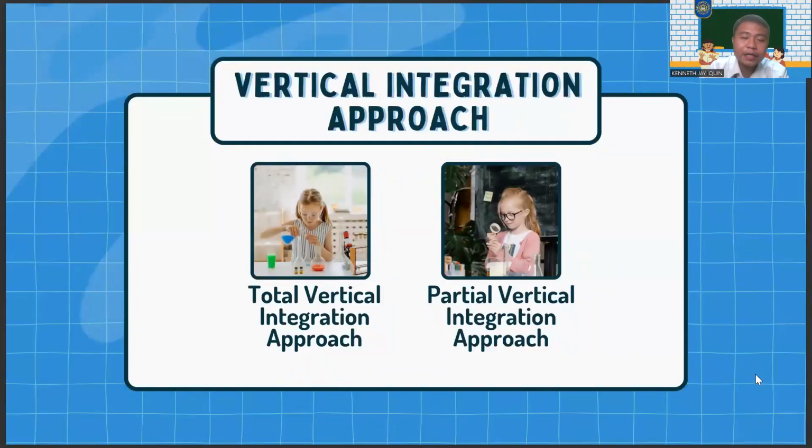It includes the vertical integration approach. Here, it is only done in a specific grade or year level. It has two components: the total horizontal integration, which should be done in all subject areas in the selected grade level; and second, the partial horizontal integration, which should be done only to selected subjects in a grade level singled out for such purpose.